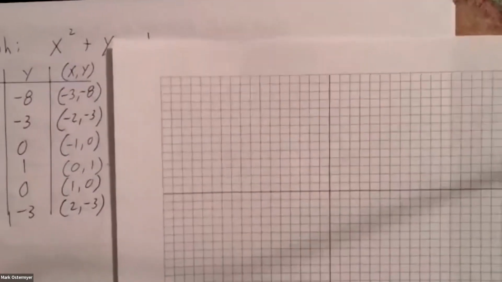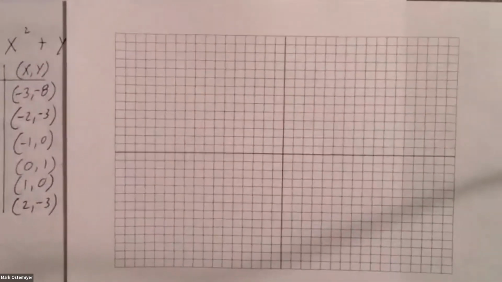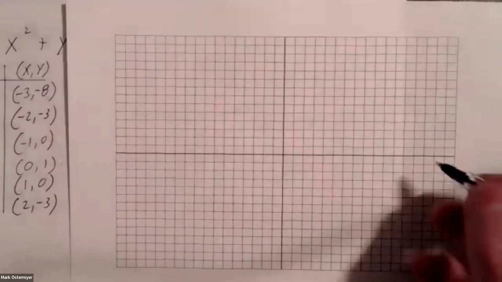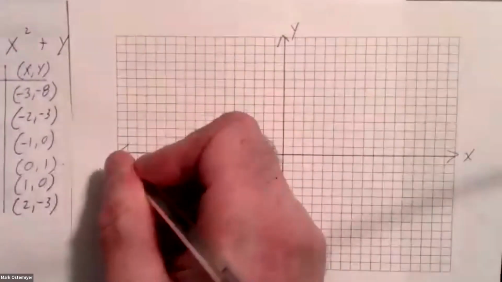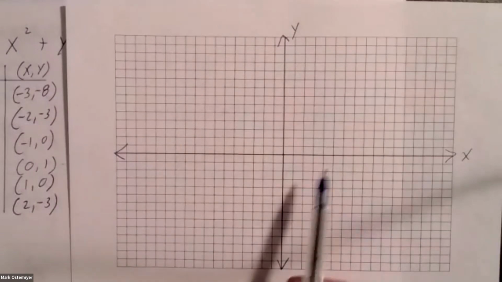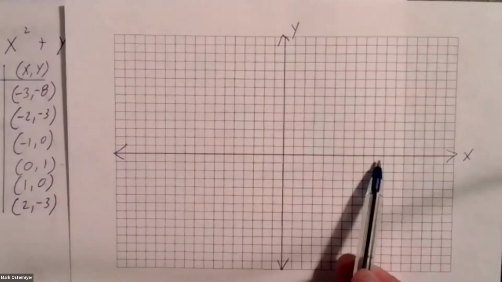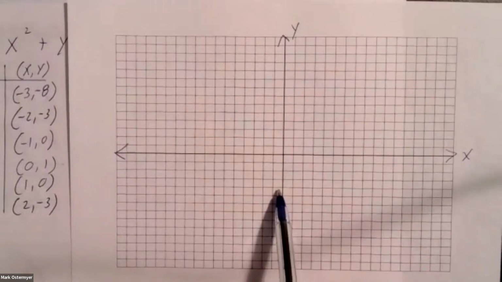So what we got to do now, ladies and gentlemen, we have to plot all these points here in the XY plane. And let's see if I can fit all this on one screen here. So this is my x-axis, and this is my y-axis. Please put arrows on the ends of your axes, very important. We will assume that the tick marks are spaced 1 unit apart on both the x and the y-axis.